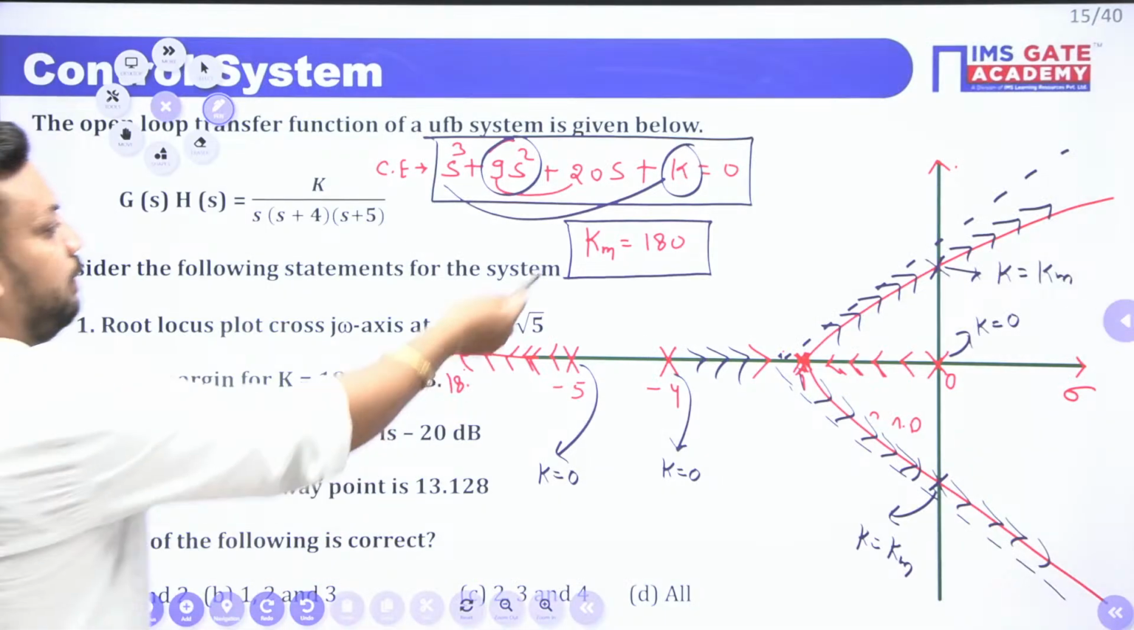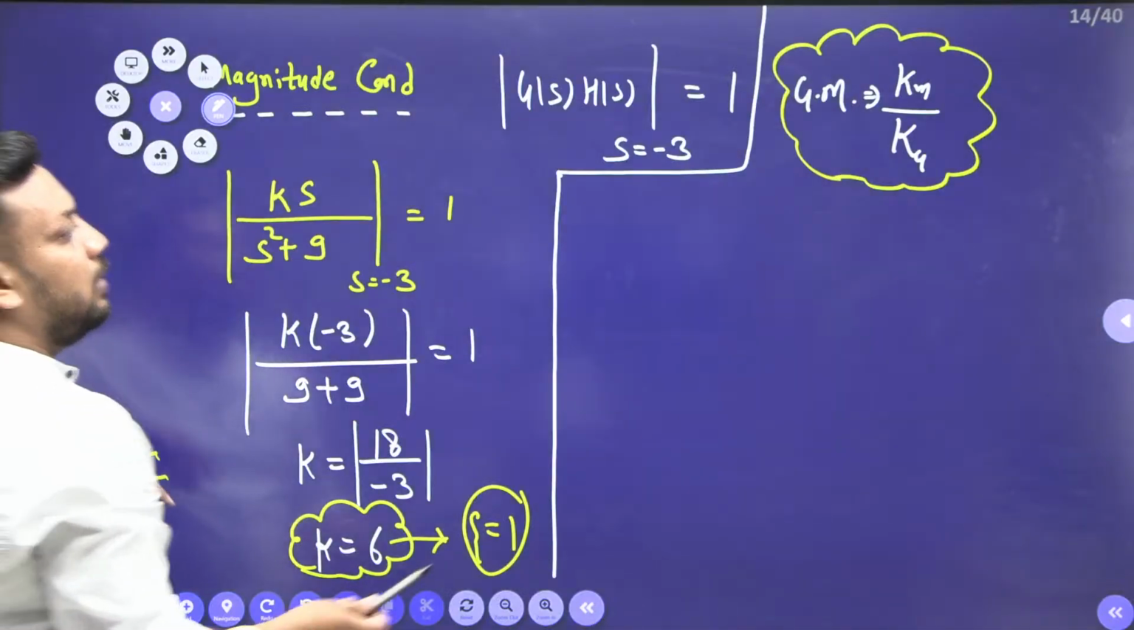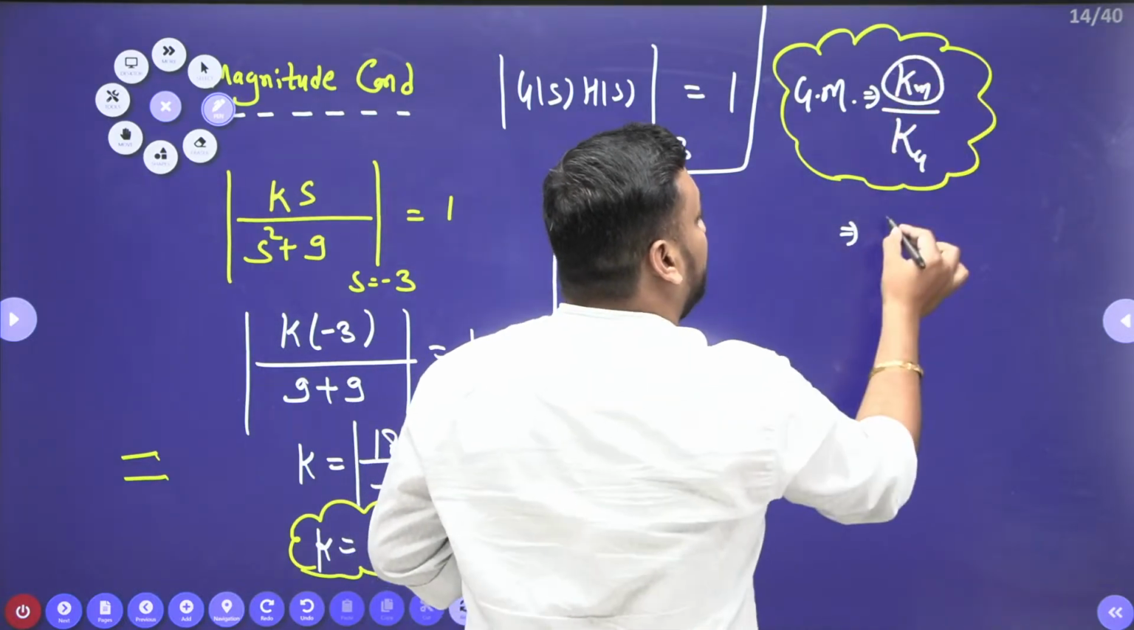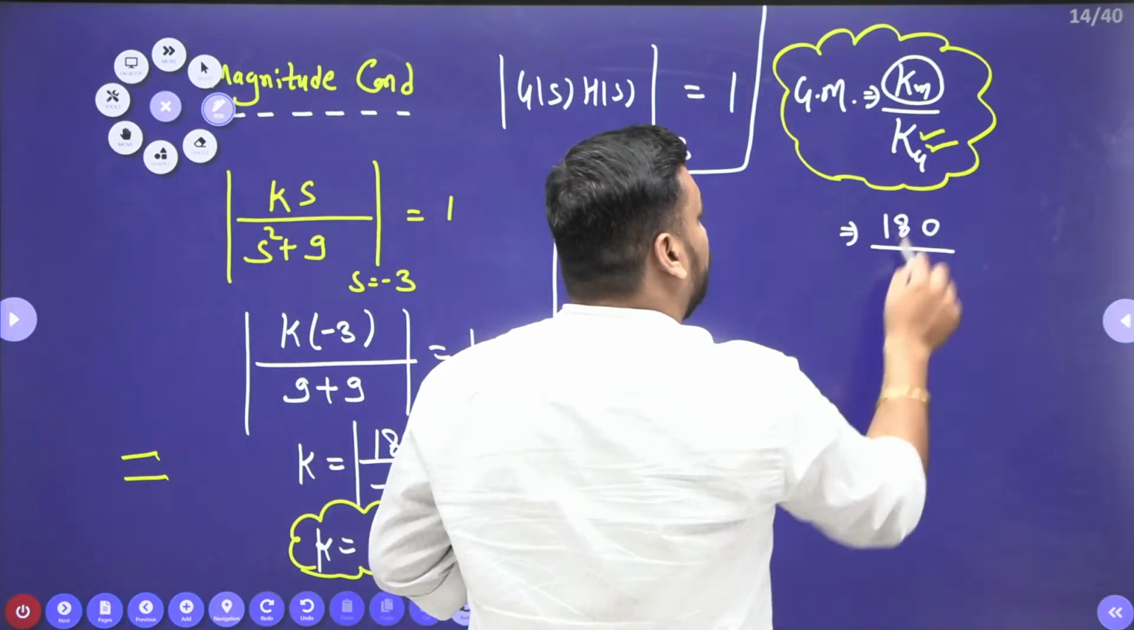The value of km is 180, that is fixed in this question. What is the value of km? km is 180, sir. Now this k given value, that is given in your question, is 18.